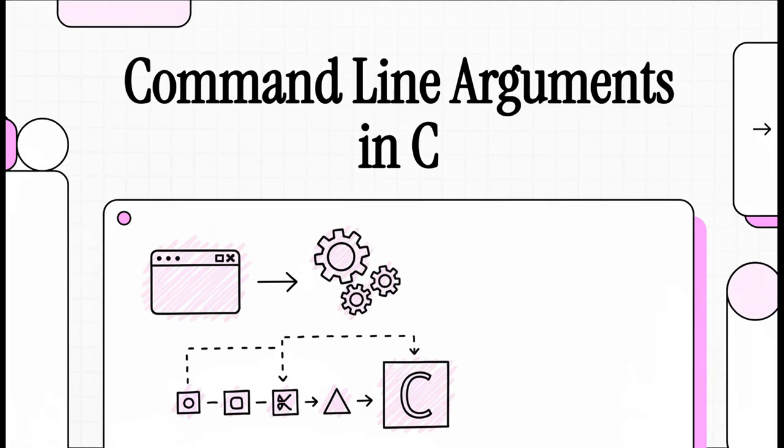You know when you write a C program and you just want to tell it what to do right from the moment you hit enter? Well, today we're going to unlock a really fundamental and powerful feature, command line arguments. This is how you give your programs all their instructions before they even start running.